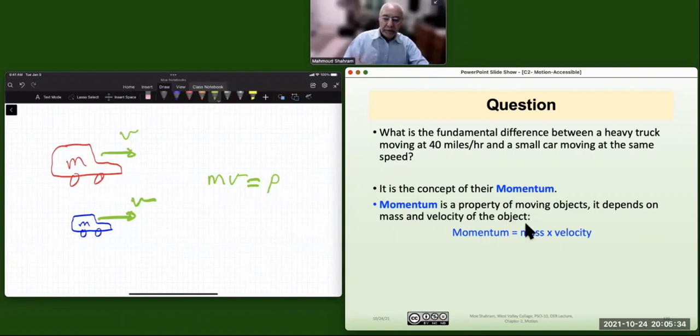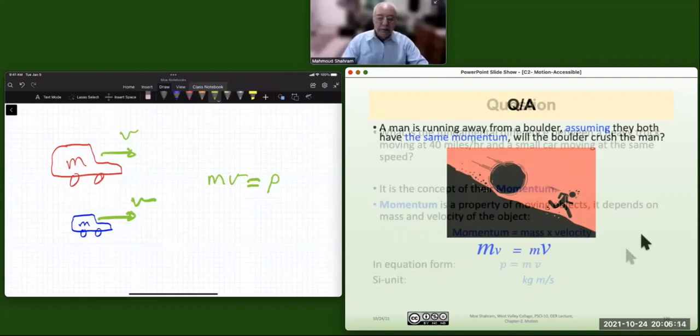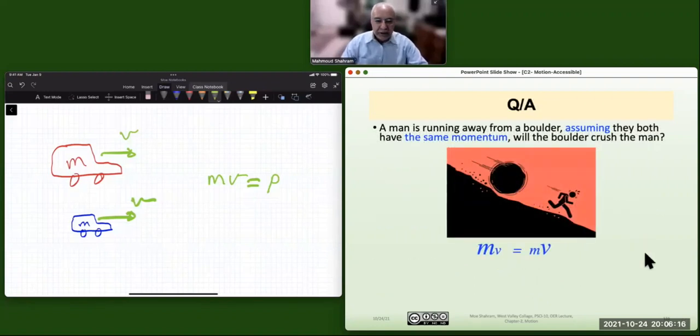Momentum is a property of an object that is moving with a certain velocity and has a certain mass. Now, what is the unit of momentum? Well, the unit of mass is kilogram. The unit of velocity is meter per second. So it's kilogram meter per second. That's it.